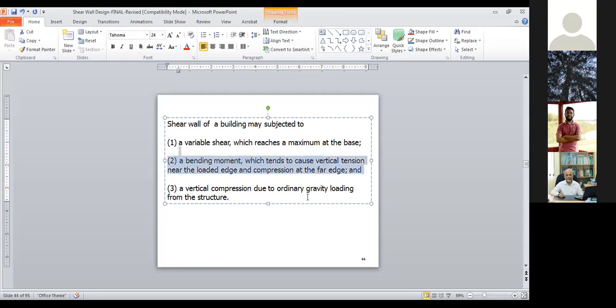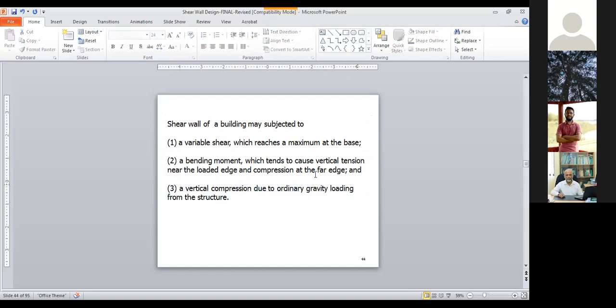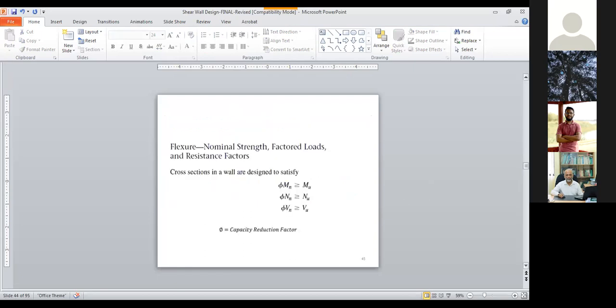A vertical compression due to the ordinary gravity loading from the structure. This is very important, that in the case of a cantilever beam, we may not have a very strong axial force in the system, but in the case of a shear wall, it is not like that. You have a very large compression also, because the shear wall can take a lot of compression, a lot of vertical loads will come here, and it will increase your shear resistance capacity of the concrete.